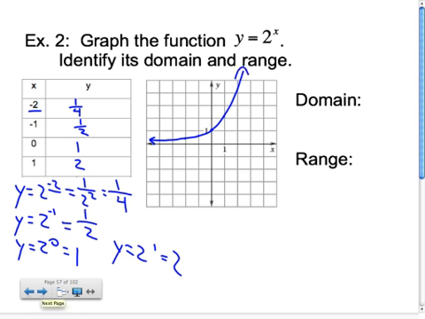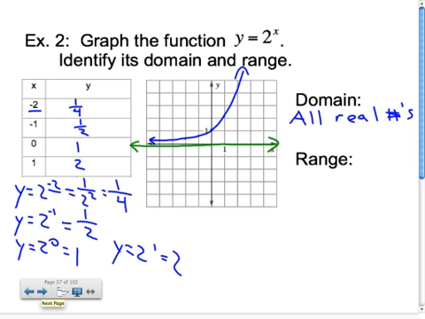Okay, so the domain of this exponential is all real numbers. Okay, remember, domain is x values. You'll notice there are going to be no restrictions on how far left and right my graph is going to go. It's going to go all the way to the left, it's going to go all the way to the right. So my domain is all real numbers.